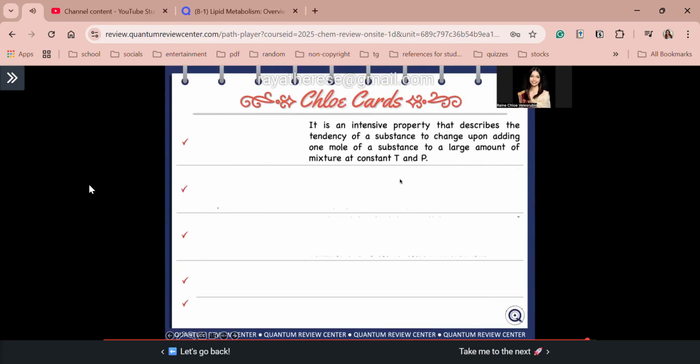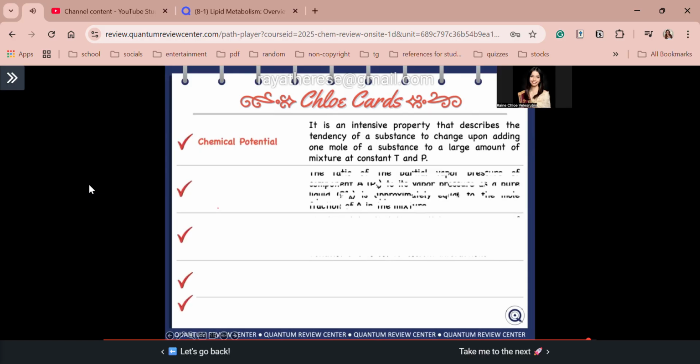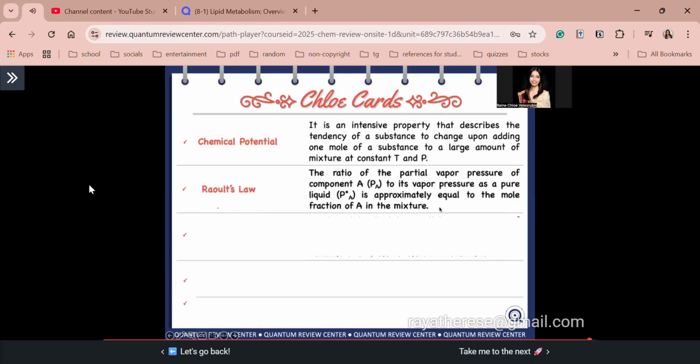So let's recap what we have learned so far. First, it is an intensive property that describes the tendency of a substance to change upon adding 1 mole of a substance to a large amount of mixture at constant T and P. What is that? Yes, that is chemical potential. Next, the ratio of the partial vapor pressure of component A to its vapor pressure as a pure liquid is approximately equal to the mole fraction of A in the mixture. Was that it earlier, guys? That is Raoult's law.